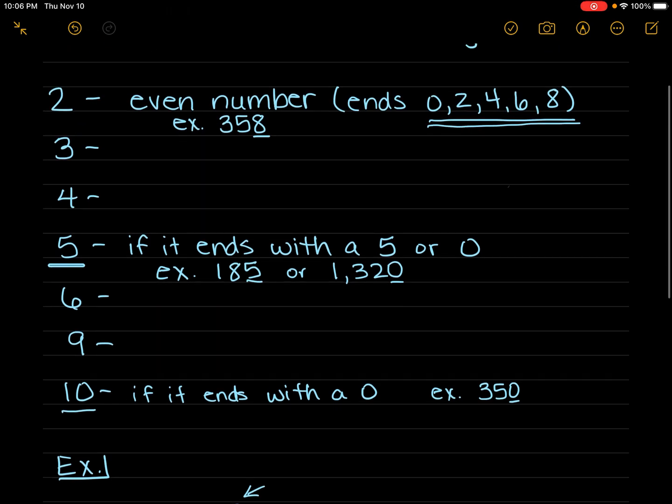Okay, let's go back up here and learn a couple more. We're going to learn about 3 and 9. The way that you tell if it can be divided by 3 is if the sum, okay, and remember, what does sum mean? Sum means the answer to an addition problem. So if the sum, so we're going to be adding here. If the sum of the digits is divisible by 3.